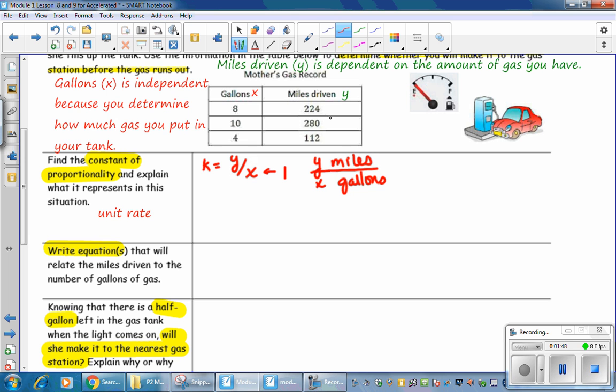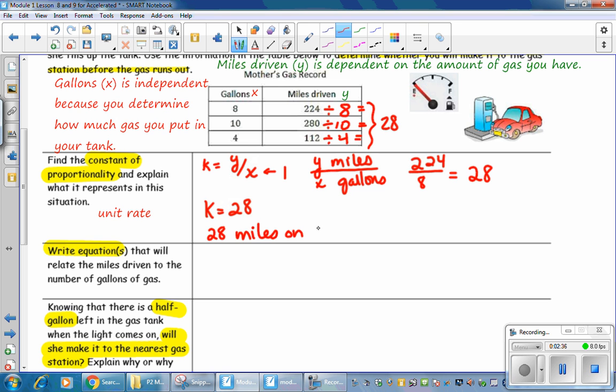So we'll take our ordered pair, 224 divided by 8, and that is going to give us the value of k. 224 divided by 8, and that amount is 28. So k is equal to 28, and that is our constant of proportionality, or our unit rate. And you would find that if you divided 280 by 10, or 112 divided by 4, that you would get 28 for all of those. And that's because it is a proportional relationship. So what this 28 means is that you would get 28 miles on 1 gallon of gas.